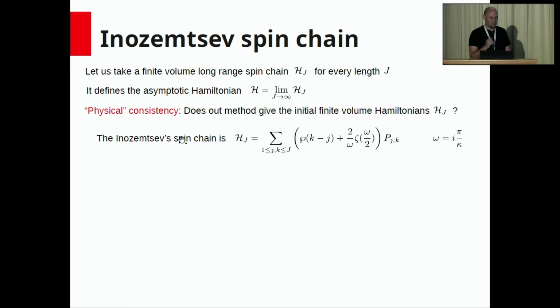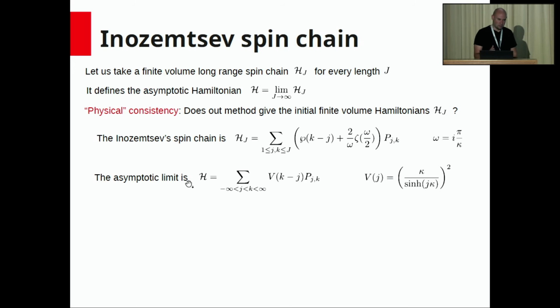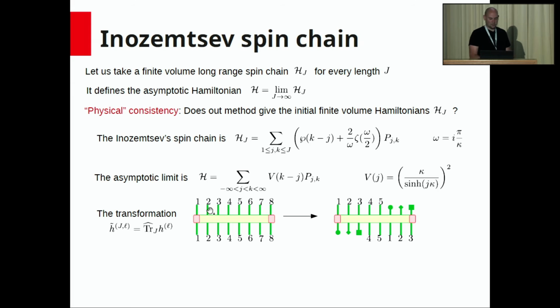We check this statement on the Inozemtsev spin chain, which is a long-range Hamiltonian on finite length. This is the Hamiltonian, P is the permutation operator, and this ℘ and zeta are the Weierstrass P and zeta functions on the torus with periods J and omega. This omega is a completely imaginary number, and this kappa is a real coupling constant. Taking the asymptotic limit, we obtain the hyperbolic Inozemtsev spin chain, which is given by this Hamiltonian. And we can apply our method to this asymptotic Hamiltonian.